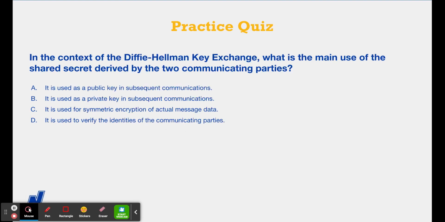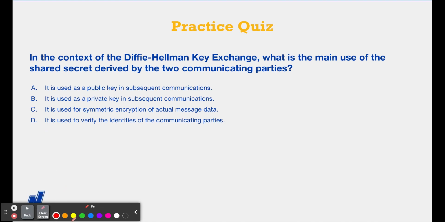Perfect. Last quiz question here. In the context of the Diffie-Hellman key exchange, what is the main use of the shared secret derived by the two communicating partners? Is it A, it is used as a public key in subsequent communication? B, it is used as a private key in subsequent communication? C, it is used for symmetric encryption of actual message data? Or D, it is used to verify the identity of the communicating parties? And the answer for this one is C.